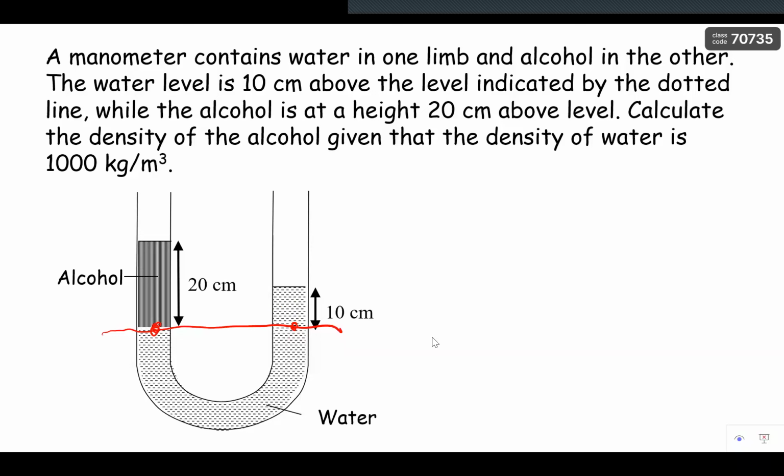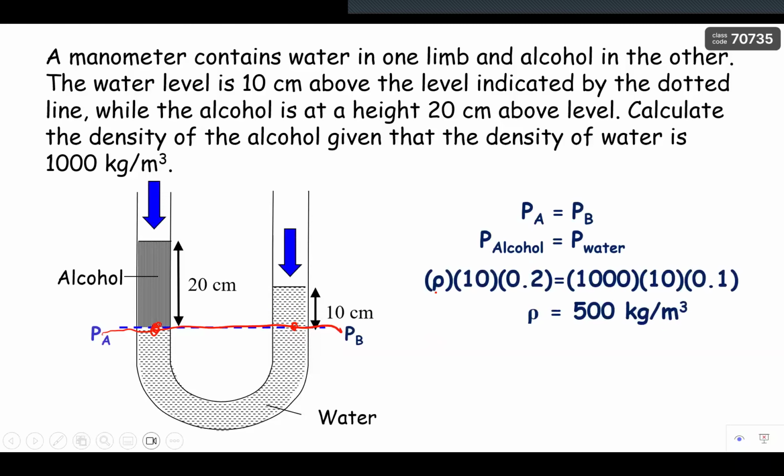If I were to write my equation, pressure A will be equal to pressure B. Pressure A will be alcohol, pressure B will be water. So I sub in my equation: I don't know the density of alcohol, times 10, times 20 cm, which is 0.2 meters, equals the density of water times 10 times height 0.1. I am able to solve for the density of my alcohol, which is 500.